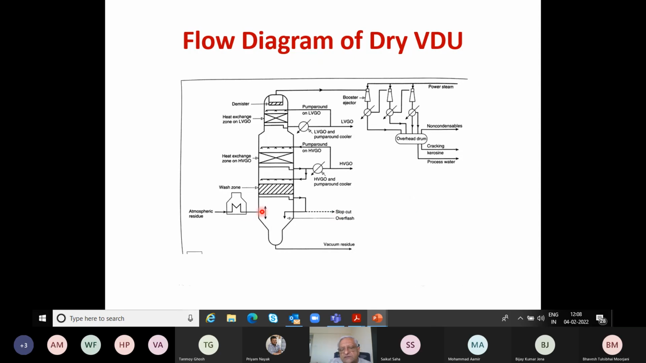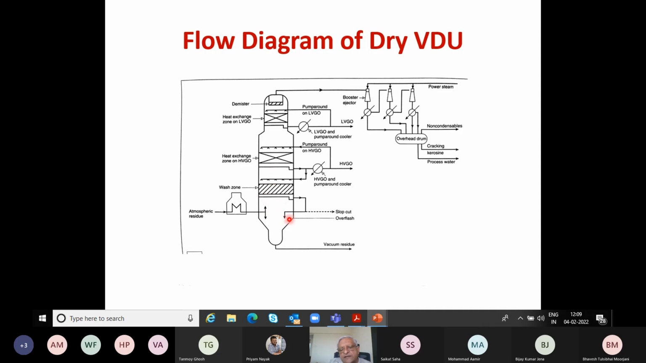So the furnace, here this is the flash zone as before, where in this case the short residue or the vacuum residue drops out to the bottom, and then you have vapor going to the top. Now this is actually the wash section where we don't allow any short residue droplets to actually go along with the vapor.